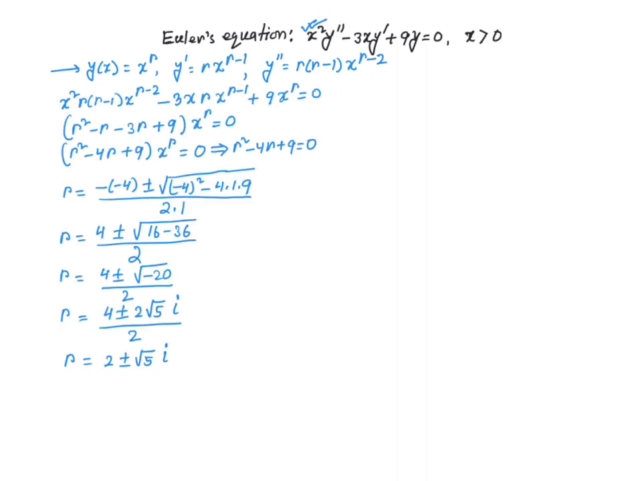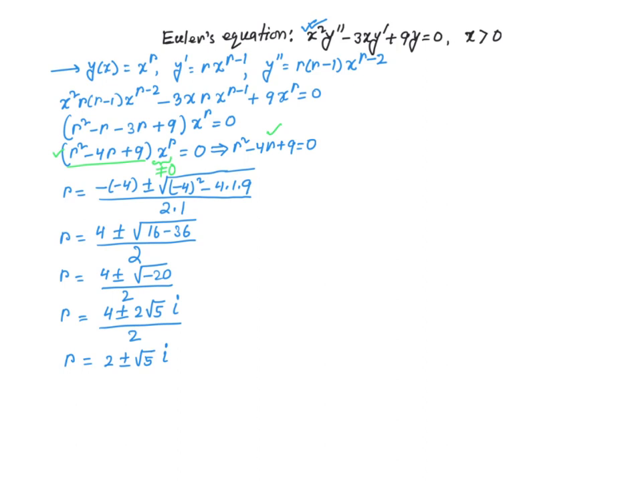Once I do that, I get the following. Basically, after doing some algebra, I'll get this equation, where this cannot be equal to 0. x to the power r cannot be 0 because it's an exponential. And that leaves me with this to be 0, which is to say r squared minus 4r plus 9 is equal to 0. Now this is a quadratic equation in r. I can use the quadratic formula and solve for r.